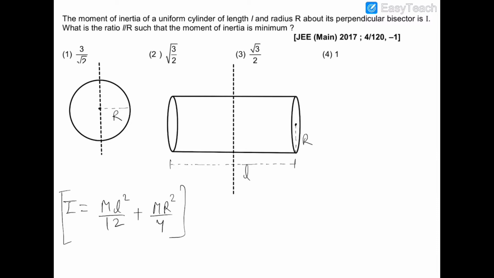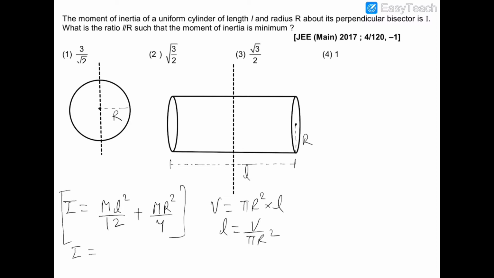You can also derive this moment of inertia by assuming an element which is a disc in this cylinder and by integrating it from the limit minus L by 2 to plus L by 2. You would get the same expression. So this is the moment of inertia of this cylinder about this axis. Now we know that the volume of the cylinder V is equal to pi r square into L. So I can replace this length L by V upon pi r square.